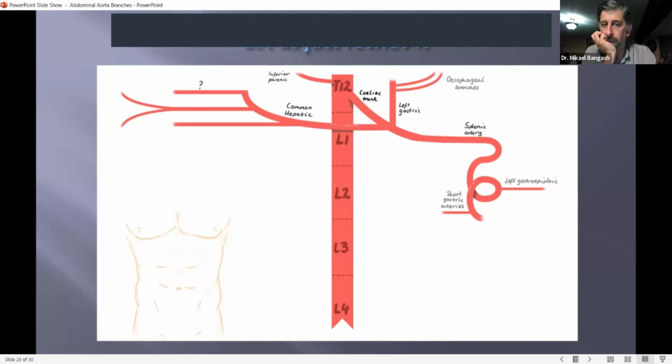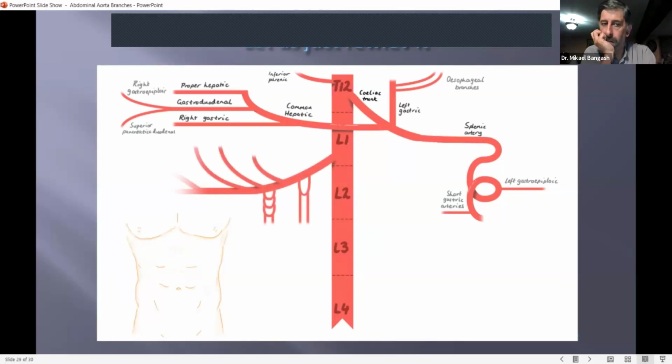From the common hepatic, we have three branches. 1, the proper hepatic. 2, the gastroduodenal, and 3, the right gastric. From the gastroduodenal, we have the right gastroepiploic and superior pancreatico-duodenal. The main branches of the abdominal aorta run down in the order CSI.